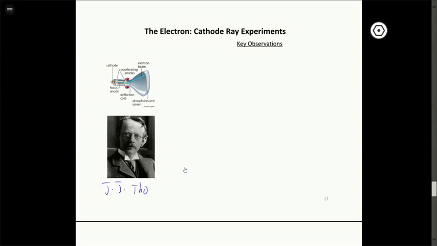It's always amusing to me that these early scientists who made some of the greatest discoveries ever all look so unhappy. And this is one of them. And anyway, what he found was that these things that he called cathode rays, he found that they were repelled by the negative pole of an electric field.